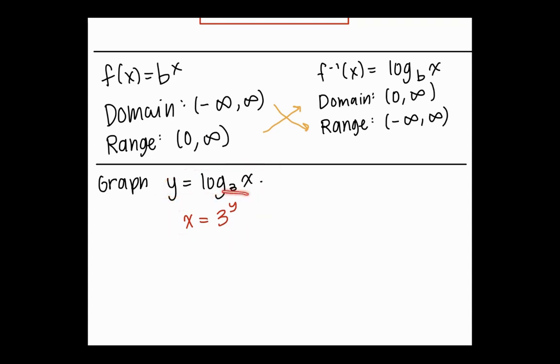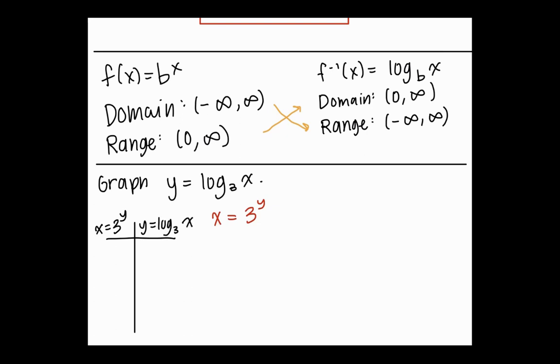So now we can choose any number we want for y, and then my x is going to be based on that. So if I make my chart like we've done before, I'm going to say, okay, x. In this case, my x is 3 to the y, and then for my y, that's going to be my log base 3 of x. So y equals log base 3 of x.